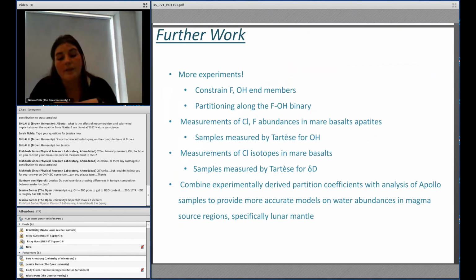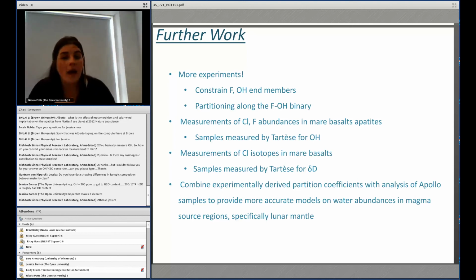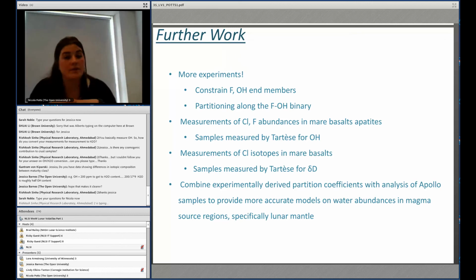So moving forward with this work, now that we have a protocol for measuring chlorine and fluorine in the glasses, we want to start measuring them in the apatite standards, which we've got from Francis McCullin, and also in the experimental apatite. And then obviously we'll be doing more experiments.